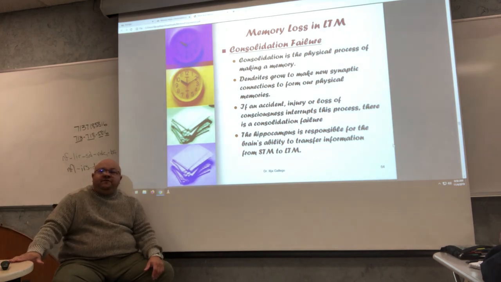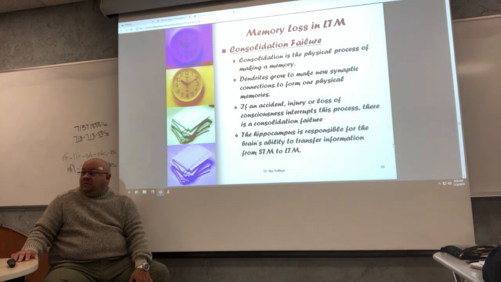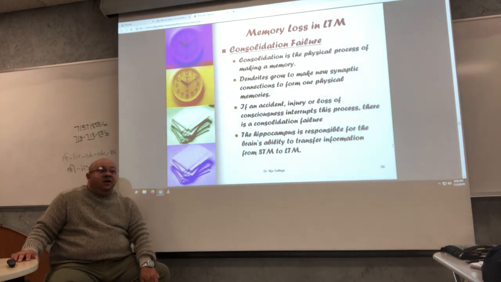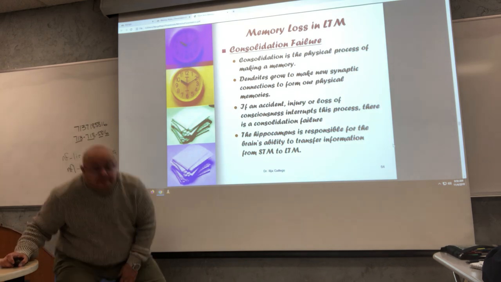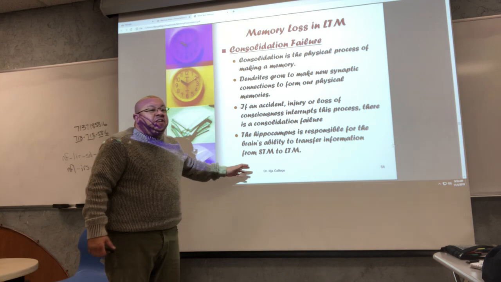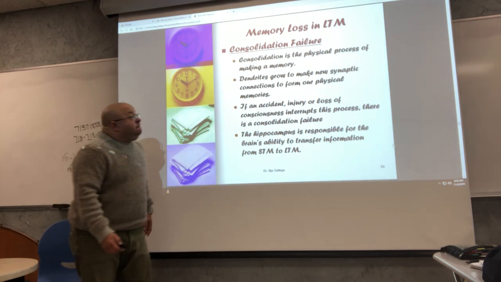A consolidation failure might occur when, for example, we pass out. If we pass out, have a seizure, have a stroke, something like that, then when we come to, we might not remember what just happened simply because we didn't physically make a memory because our brains were not working correctly.